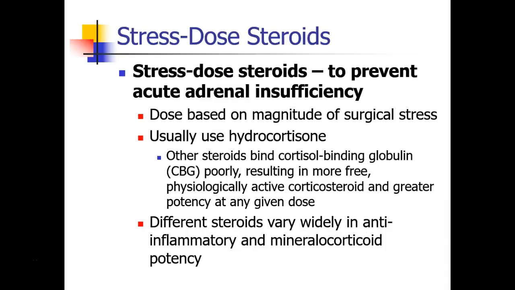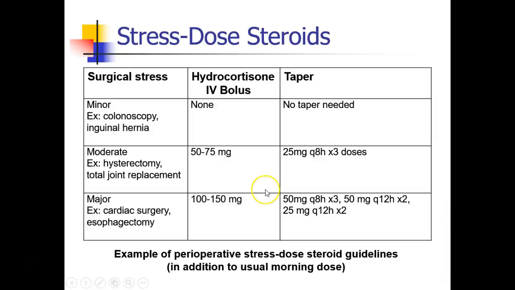So once again, stress dose steroids are given to prevent acute adrenal insufficiency in the setting of stress. And the thing we need to think about is what's the magnitude of the surgical stress that the patient will be under. Usually we give them hydrocortisone. Other steroids bind to cortisol-binding globulin poorly, and this results in more free physiologically active corticosteroid and more potency at any given dose. And different steroids vary a lot in their anti-inflammatory and their mineralocorticoid potency. And we'll talk about that more in just a couple slides.